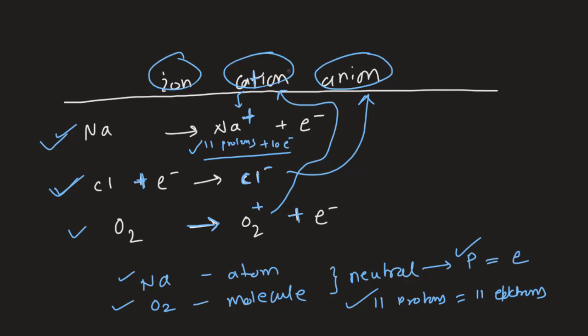So as you can see, this concept applies to atoms, or we can say elements, as well as molecules. Just remember this: an ion is basically an atom or molecule with a different number of protons and electrons.